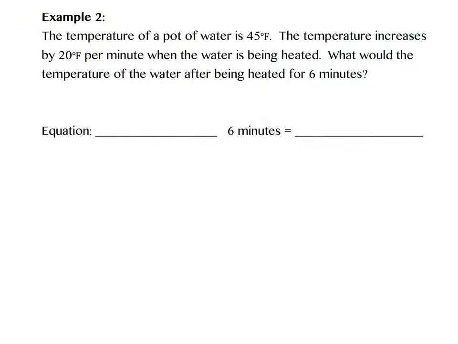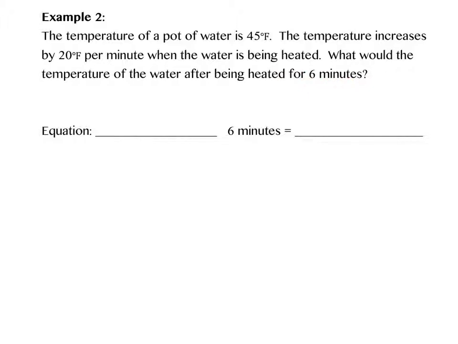Example 2 on your paper, all we have is a story problem. And we just need to write the equation based on what's in the problem. And then I'm going to find a random quantity that I could calculate from my equation. When you read this question, it says, the temperature of a pot of water is 45 degrees. The temperature increases by 20 degrees per minute when the water is being heated. What would the temperature of the water be after it was heated for 6 minutes?